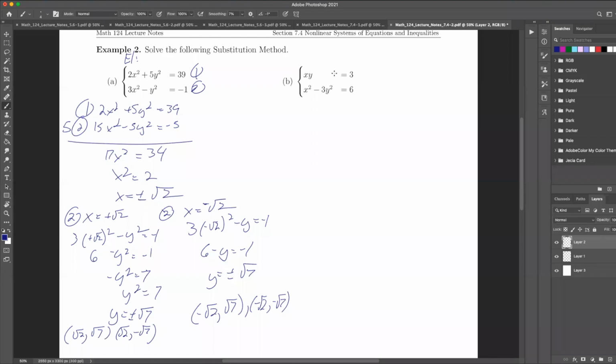All right, so here we're going to use substitution. Here I have equations 1 and 2. This time I'll solve for y. So y equals 3 over x, since I'm just dividing out by an x. I solve for y and plug that into 2. I'll have x squared minus 3 times (3 over x) squared equals 6.